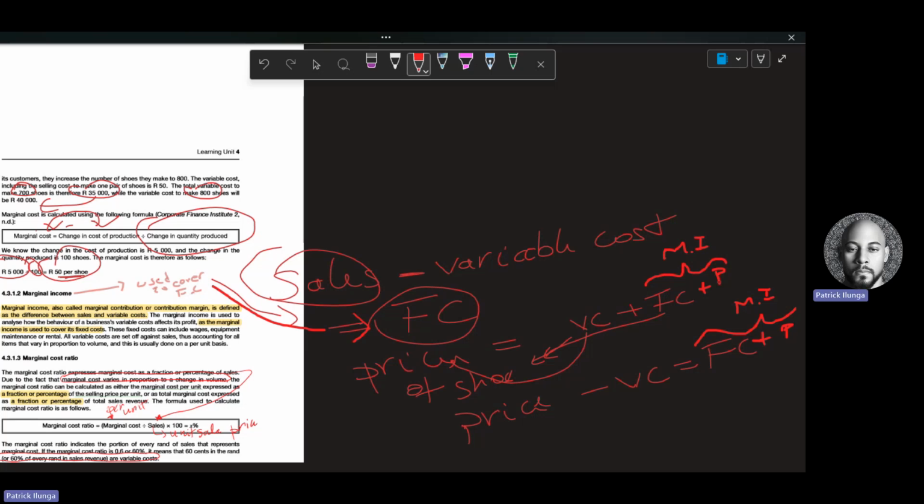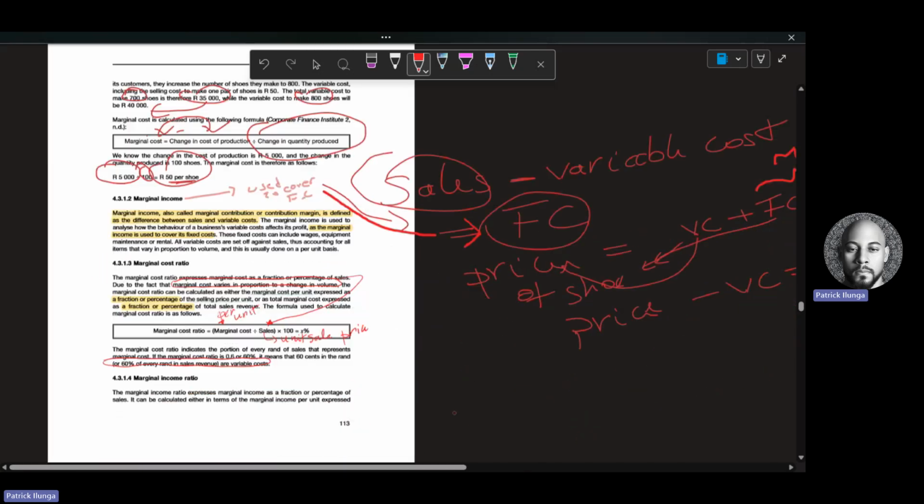What I don't want you to do, because you might easily make the mistake, is to say that the fixed cost equals the marginal income. No, the fixed cost is not your marginal income, right? The fixed cost is not your marginal income, right? So I hope that this is clear.